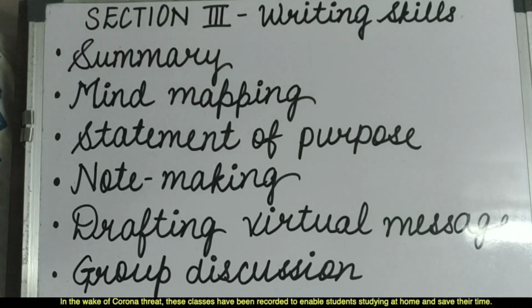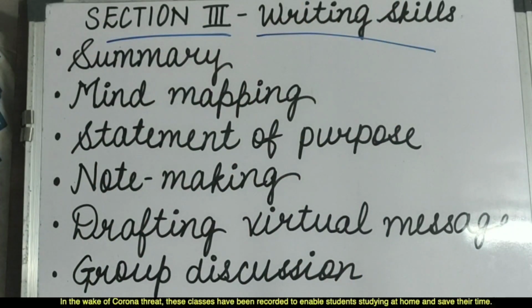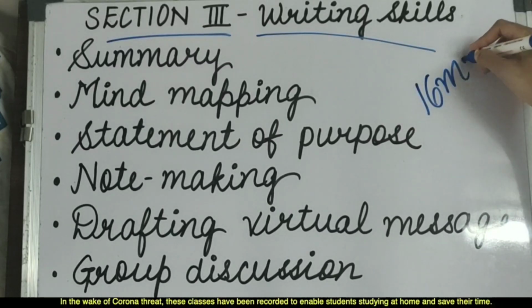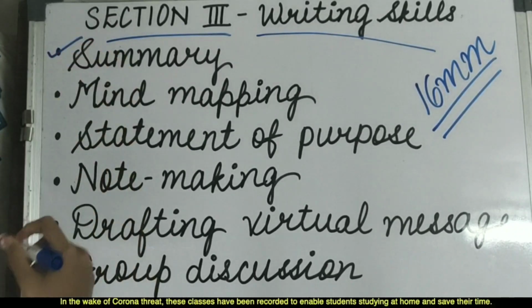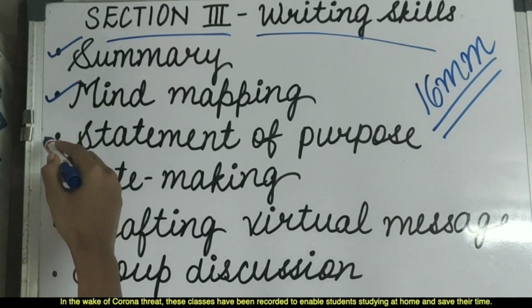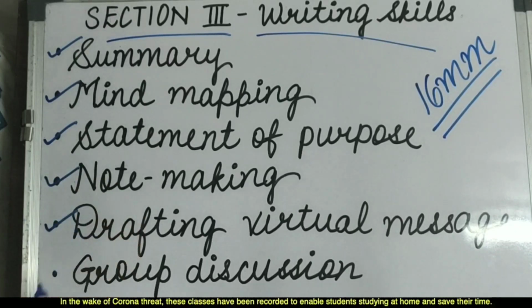So, students, now comes the most important and the most lengthy section of the paper, that is section 3, the writing skills. Okay, so this section is the most important section of the paper and it carries a total of 16 marks. Okay, so 6 questions are there in this section, that is first summary writing, second, mind mapping. Third, statement of purpose. Fourth, note making. Fifth, drafting virtual message. Sixth comes group discussion.